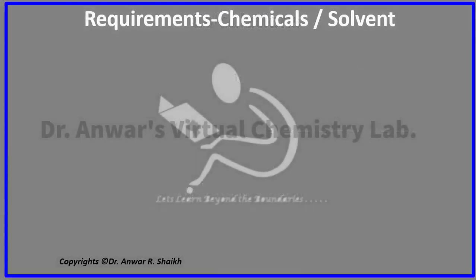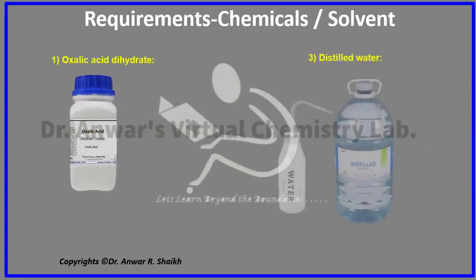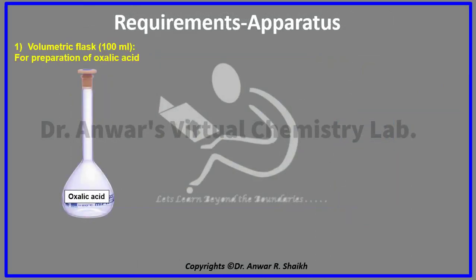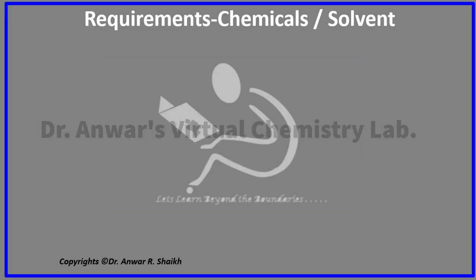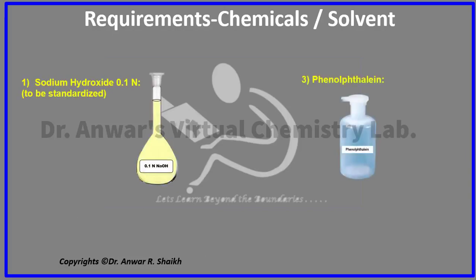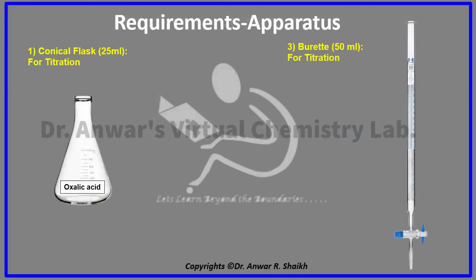For this preparation, we will require oxalic acid and distilled water. Apparatus we need: a volumetric flask of 100 ml, previously washed and dried, a glass funnel, and a 25 milliliters capacity pipette. For standardization we need 0.1 normal sodium hydroxide solution we prepared in the previous video, phenolphthalein indicator, a conical flask of 25 milliliters capacity, and a burette of 50 milliliters capacity for titration.